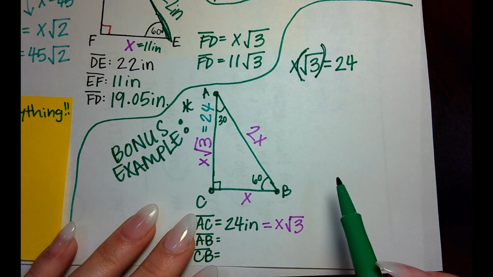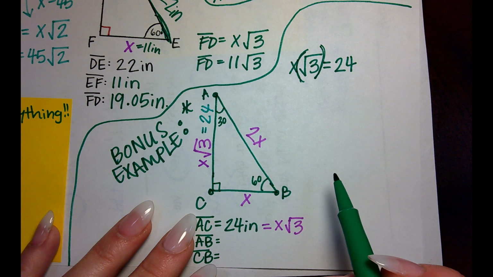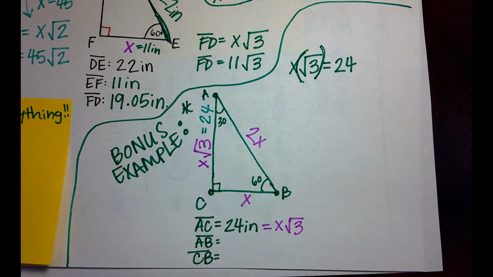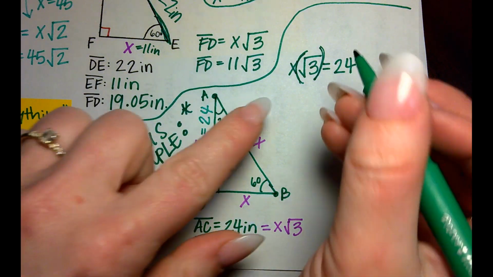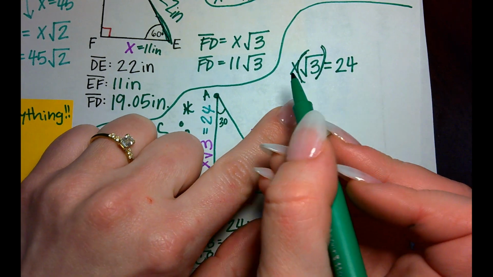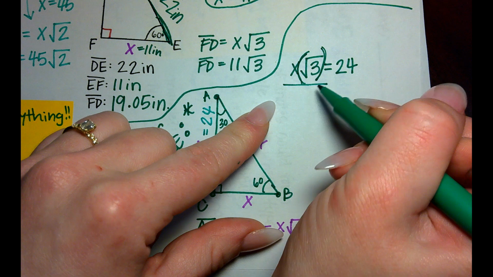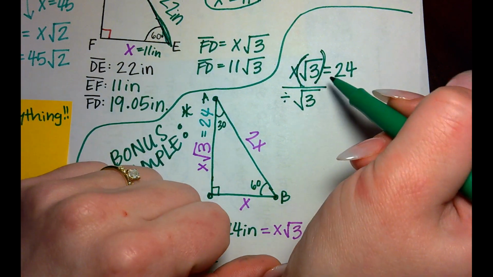Radical 3 is a number. It is just an irrational number that if I were to try to type it as a number without the symbol, it would be infinite. It would never end when it goes in the calculator. So we type the radical symbol as part of the number. So this is x times radical 3. To get rid of times radical 3, we just divide by radical 3. On both sides.